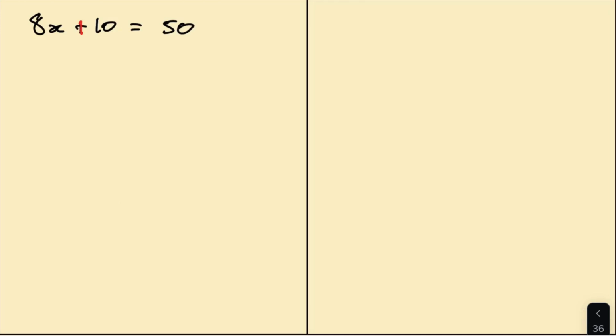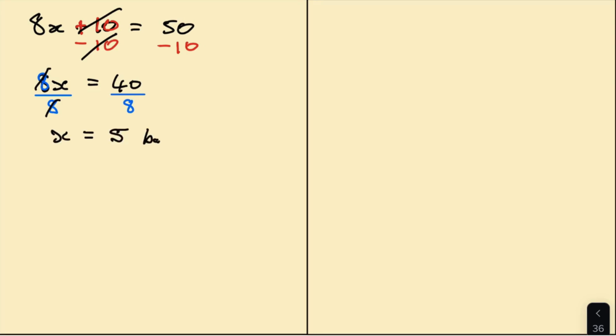First, we undo the addition on both sides. 10 cancels with 10, and on the right, 50 minus 10 is 40. The coefficient of x is 8. We divide by the coefficient of x. 8 cancels with the 8. The x equals 5 balloon packs.